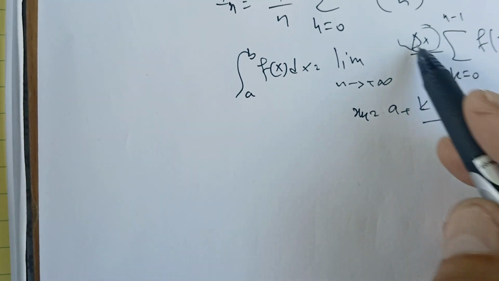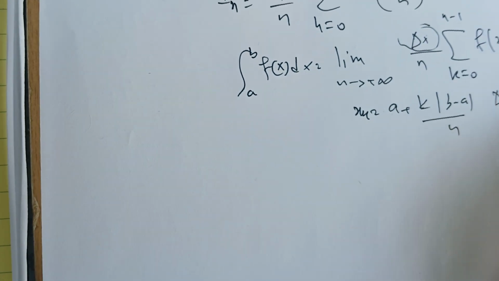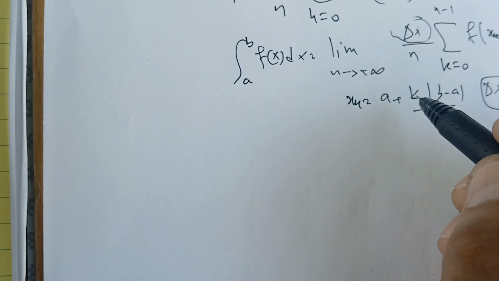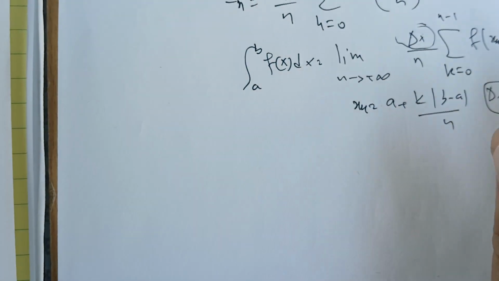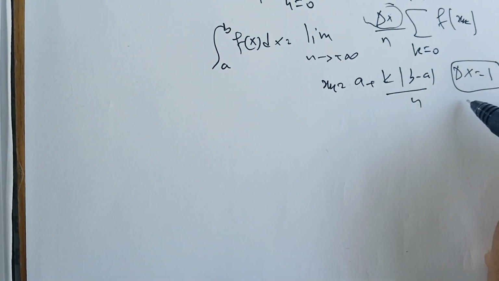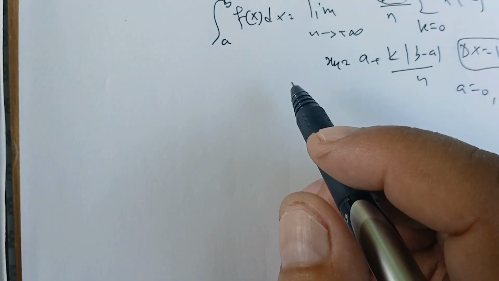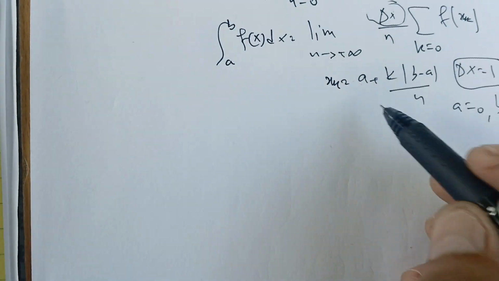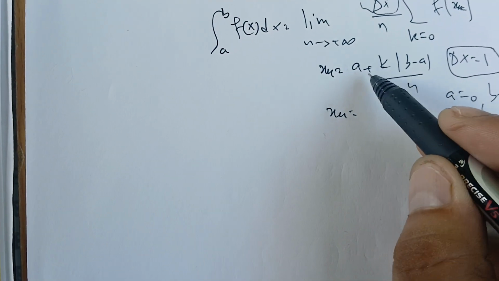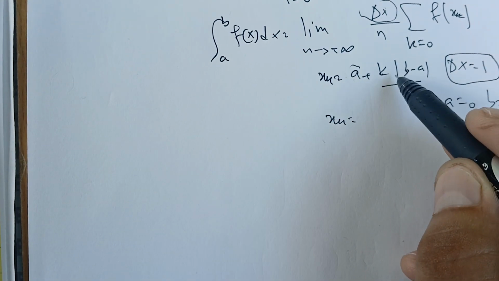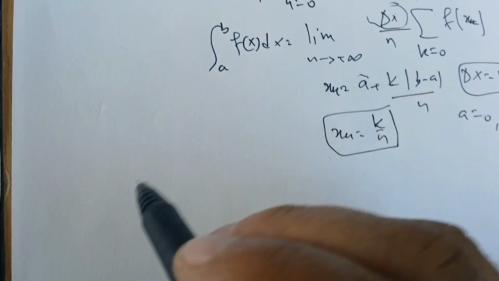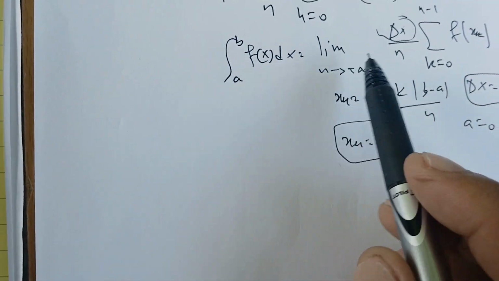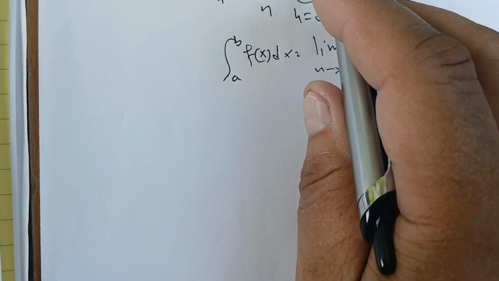over n. In our case, we see that this delta x is 1. It's from here. And this means that the difference between a and b is 1. That means we can have a as 0 and b as 1. And for the sample points, we can get them from here. This is k over n. That means x sub k is, if we take a as 0 and b as 1, k over n.